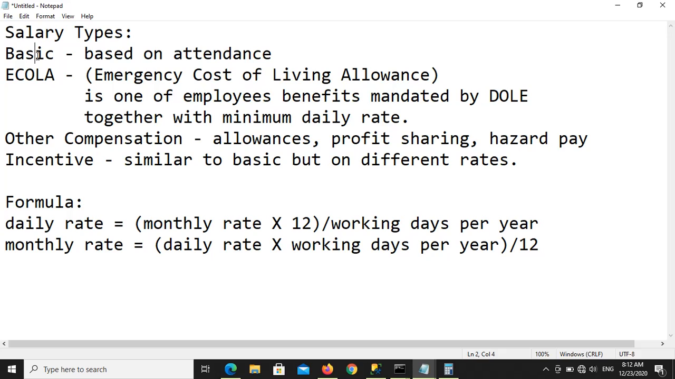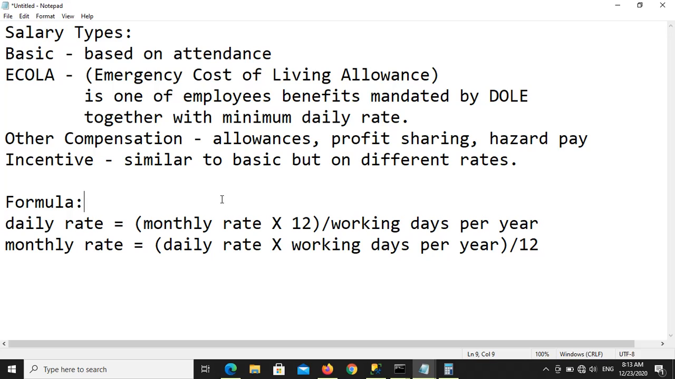One of them is basic, which is based on the attendance of the employee. And then we have the ECOLA, which stands for Emergency Cost of Living Allowance, and it is one of the employees' benefits mandated by DOLE or Department of Labor and Employment, together with minimum daily rate. Other compensation like allowances, profit sharing, and hazard pay. And the last one is incentive, which is actually similar to basic but on different rates.